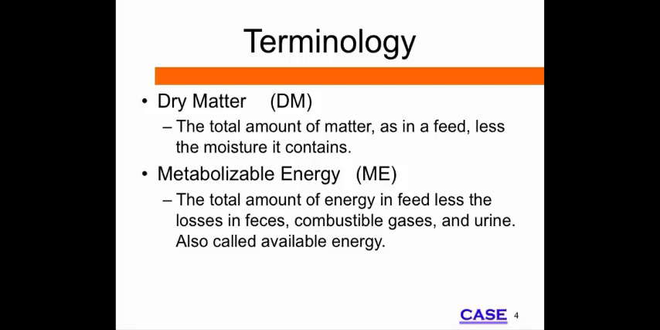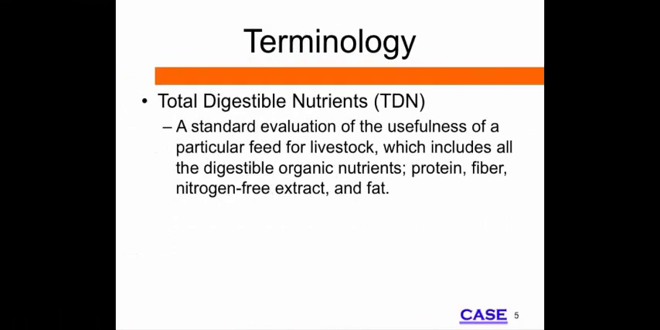Metabolized energy is the total amount of energy in feed less the losses in feces, combustible gases, and urine. It is also called available energy. Total digestible nutrients is a standard evaluation of the usefulness of a particular feed for livestock, which includes all the digestible organic nutrients such as protein, fiber, nitrogen-free extract, and fat.